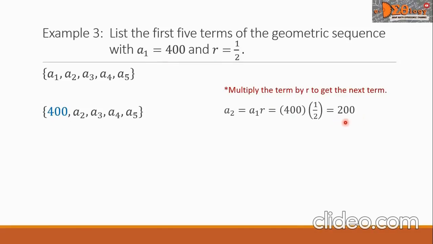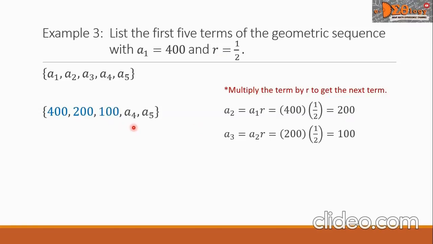We can now substitute this 200 for a sub 2. Next, a sub 3 can be found by multiplying this 200 by the common ratio 1/2. And our answer is 100. Let us substitute this 100 for a sub 3.